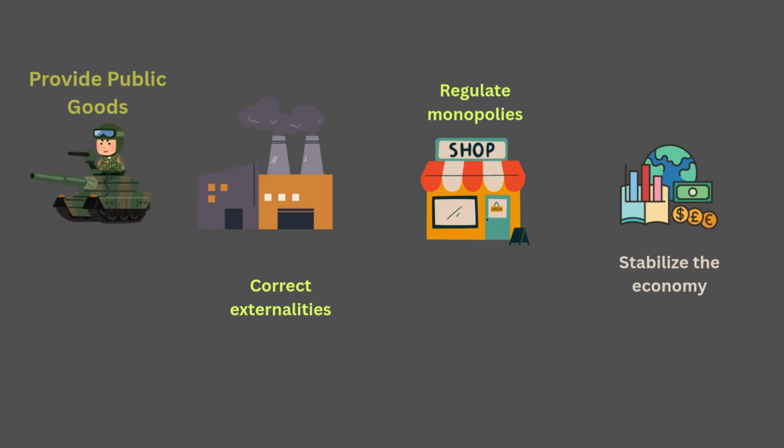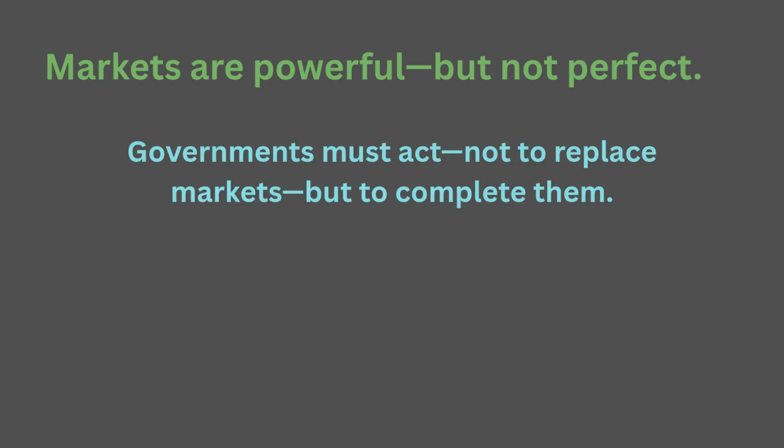In a country like Pakistan with a mixed economy, the challenge is even more delicate. The government must carefully decide when to intervene and how. Too much involvement can stifle innovation. Too little can leave millions behind. Here's the key takeaway. Markets are powerful but not perfect. Governments must act, not to replace markets but to complete them. And that is the economic case for government.